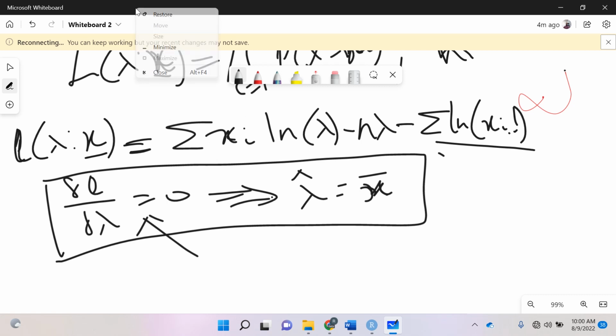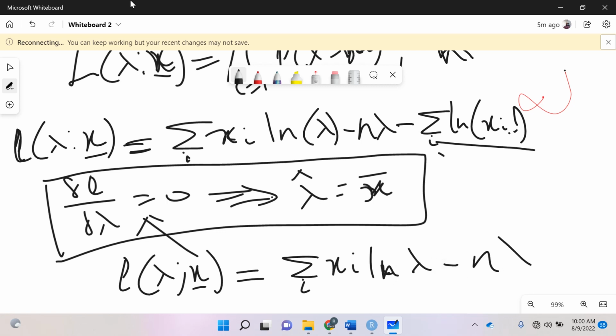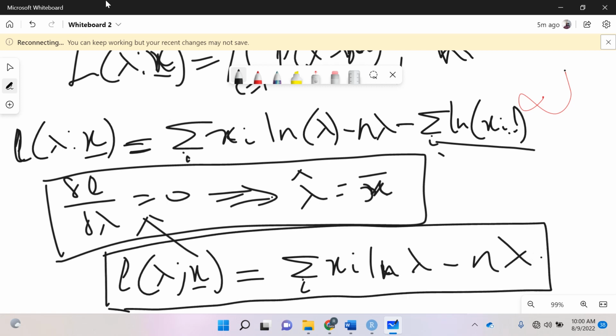So essentially, what we need is just L of lambda given x, which is a vector, so xi, and I must put the i there. Then ln lambda, or log lambda, minus n lambda. So this is our log likelihood function, and this is what we are going to program in R. So we go back to R with this idea, and then we do it.